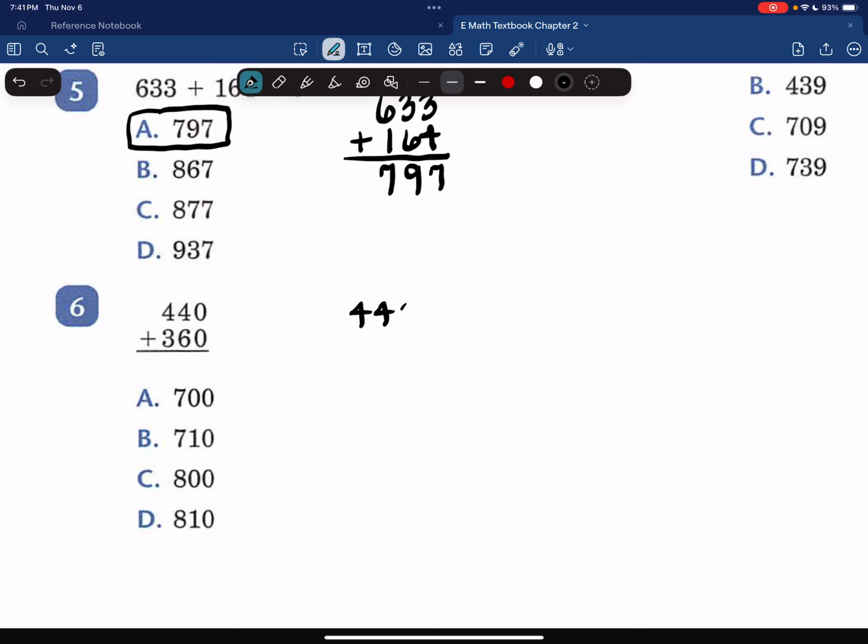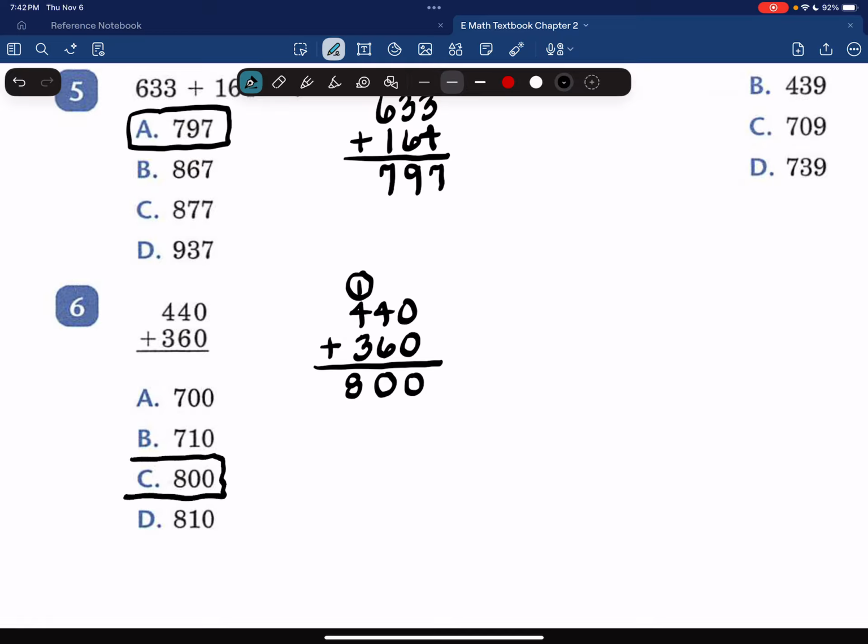Here I have 440, 360. Now don't let those zeros get you tripped up. They're just digits, like the other 9 digits. Nothing and nothing is nothing. 4 and 6 is 10, so I'm going to carry 1. And then 4, 5, 6, 7, 8, my answer is 800.